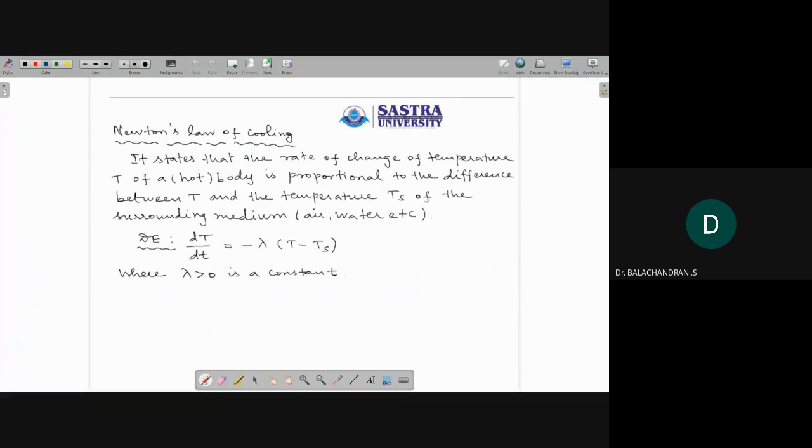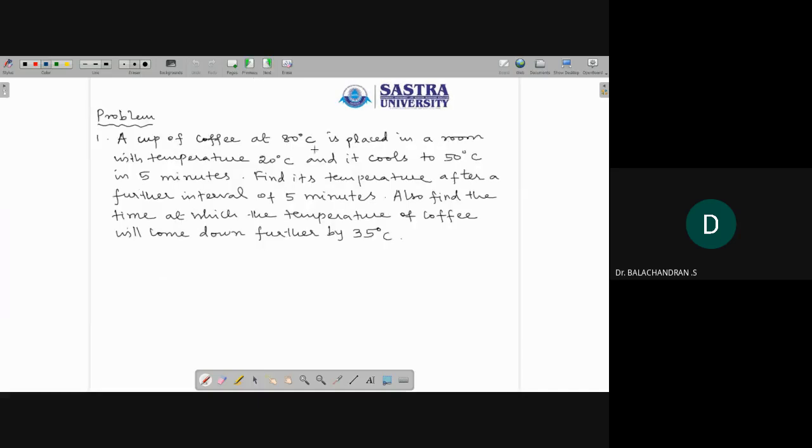Now the first problem: a cup of coffee at 80 degrees Celsius is placed in a room with a temperature of 20 degrees Celsius, and it cools to 50 degrees Celsius in 5 minutes. Find its temperature after a further interval of 5 minutes. Also find the time at which the temperature of the coffee will come down further by 35 degrees Celsius.